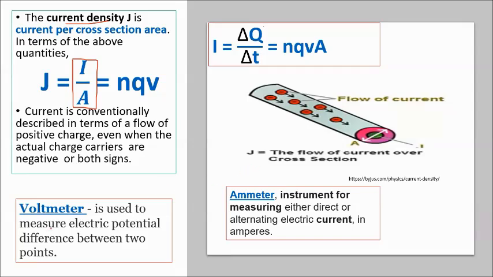Now we have a voltmeter. This is used to measure electric potential difference between 2 points. Our voltmeter is an instrument used to measure voltage. Ammeter naman, on the other hand, is an instrument for measuring either direct or alternating current in amperes. If voltmeter is connected parallel, ammeter is connected series in a circuit.